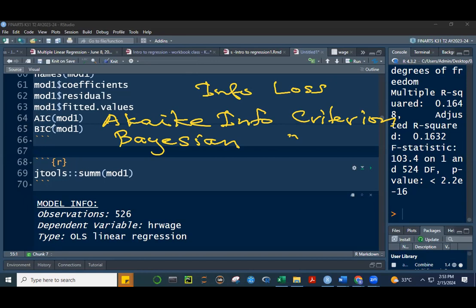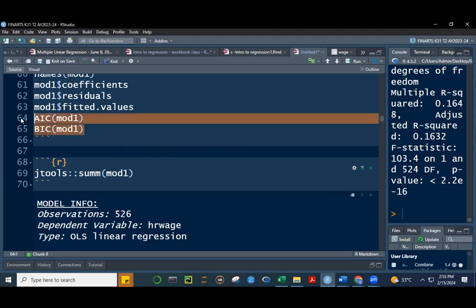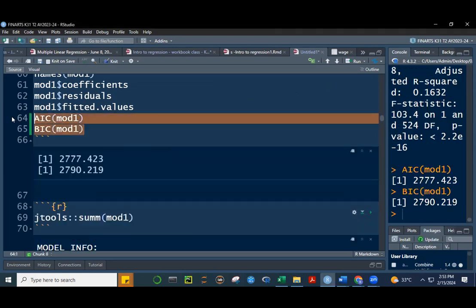So if I run this, let me delete this first. If I run the AIC and the BIC, you have 2777 and 2790. Now, this will not have any meaning at all unless it's compared. Okay, the AIC and BIC is used to compare models. The lower the AIC, the better the model is, right?